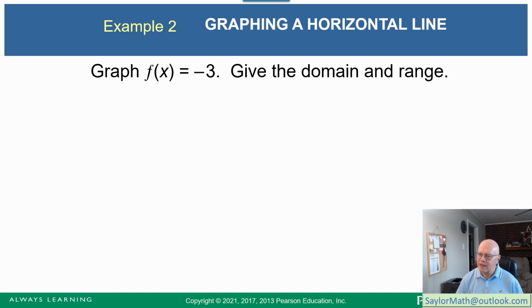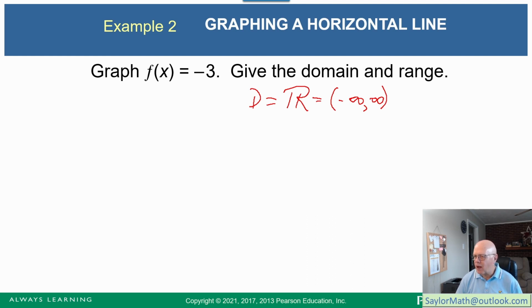So what does this mean? First of all, give the domain and range. Well, what's the domain? All real numbers. You can put any number in here for x that you like. I'm just going to write it this way, but you could write it like this if you like, for all real numbers. Now what's the range?